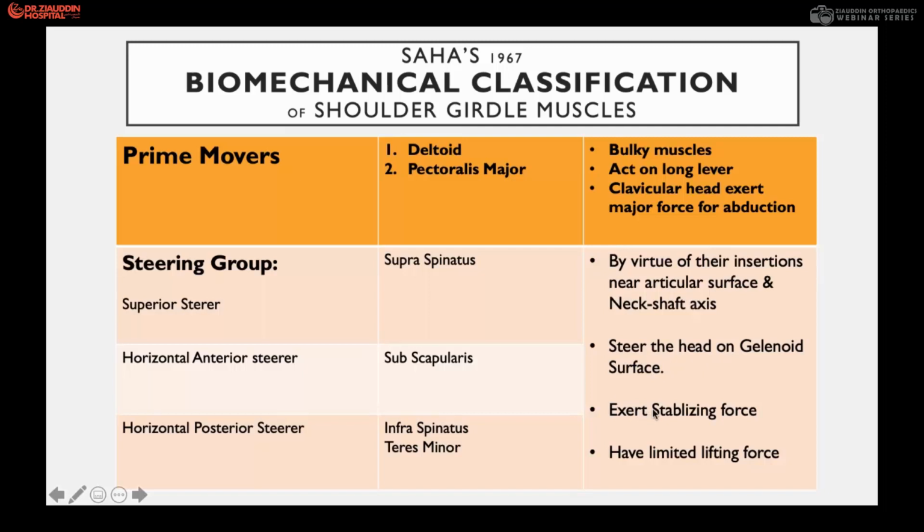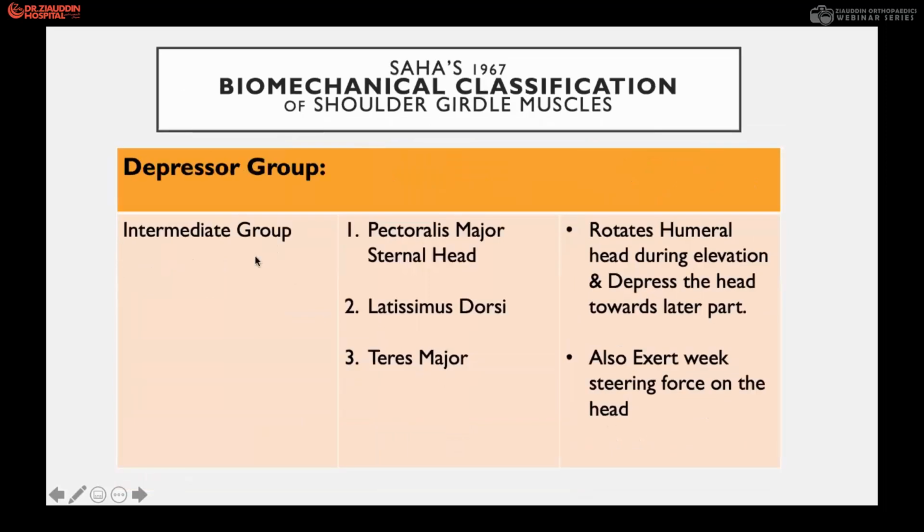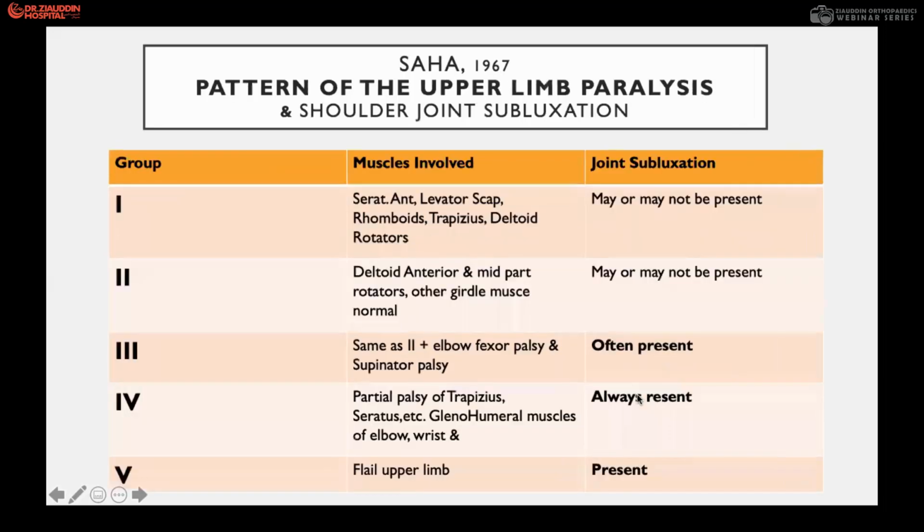They also exert a stabilizing force, but they have a limited abduction force or lifting of the arm. Then there is a depressor group, also called the intermediate group, which includes the pectoralis major, pectoralis minor, external head of pectoralis major, latissimus dorsi, and the pectoralis minor as well. These rotate the humeral head during elevation and depress the head towards the later part of the movement. They also act as weak steering muscles.